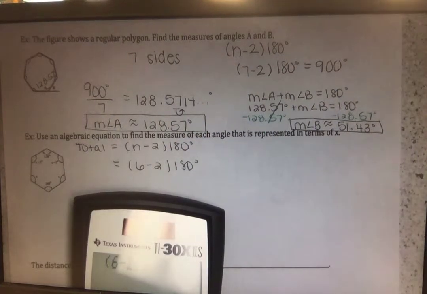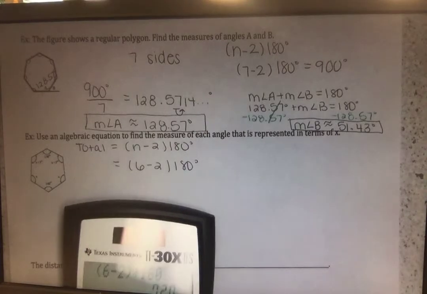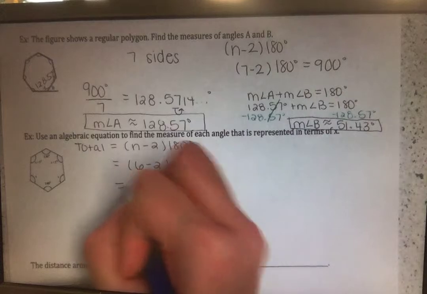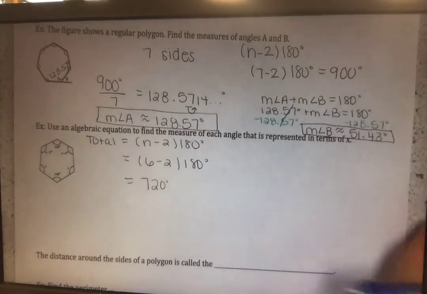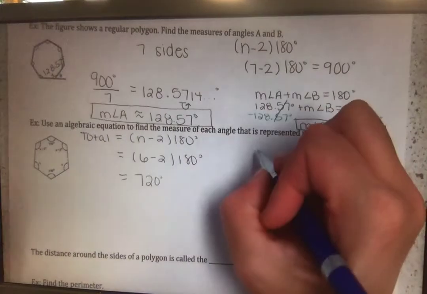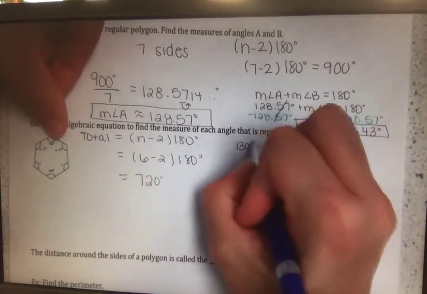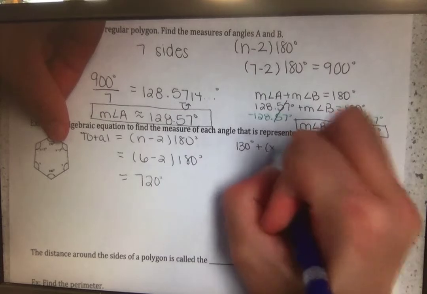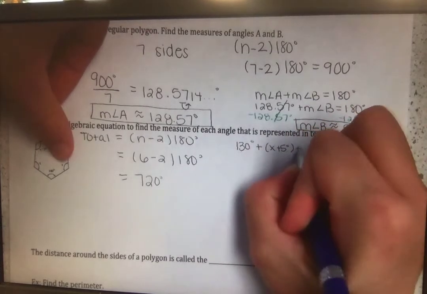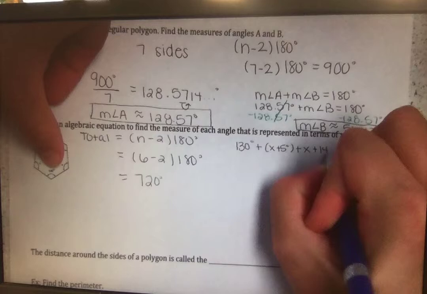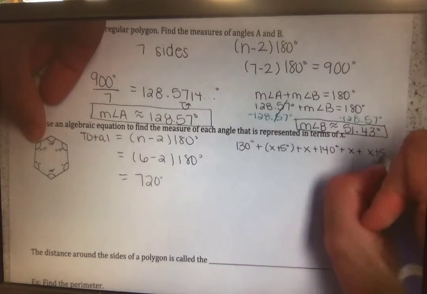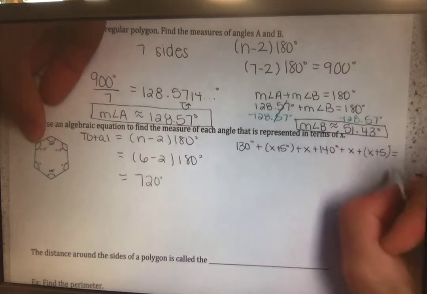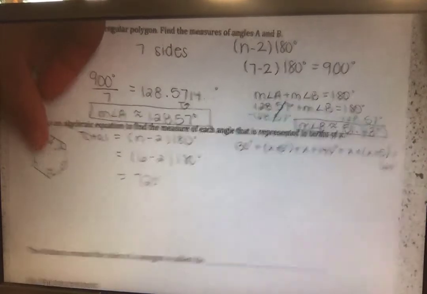So 6 minus 2 times 180 will give us 720. So all angles will add up to give us 720 degrees. So adding up all of our angles, we have 130 plus x plus 5 plus x plus 140 plus x plus 5. We know will add up to give us 720.